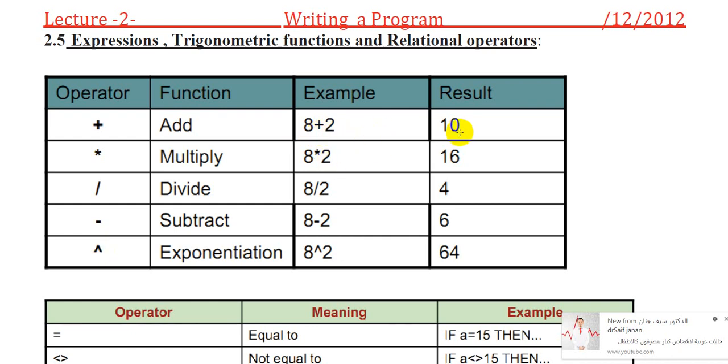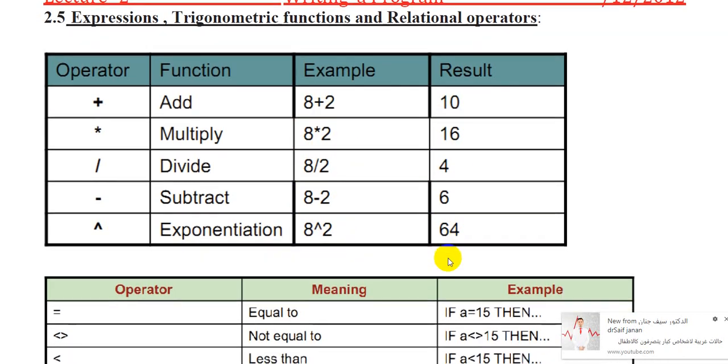Example: 8 plus 2 results in 10. 8 times 2 equals 16. 8 divided by 2 equals 4. 8 minus 2 equals 6. And A up to 2, or 8 to the power of 2, equals 64. This is exponentiation.